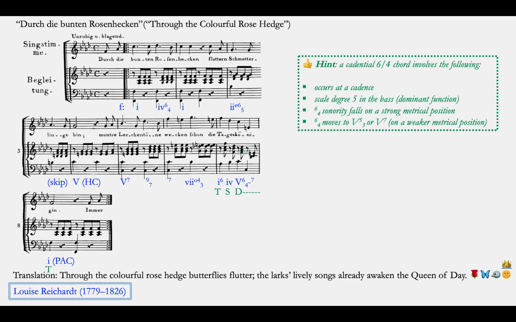The 6/4 sonority falls on a strong metrical position. So in this case, beat 3 is a stronger beat than beat 4. On beat 3, we have the 6/4 sonority. And then as we go to beat 4, that 6/4 moves down to 5/3, or moves down to a 7th, and we expose the true harmony here, the root position dominant 7th chord.